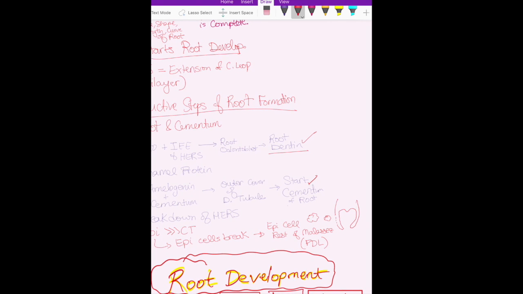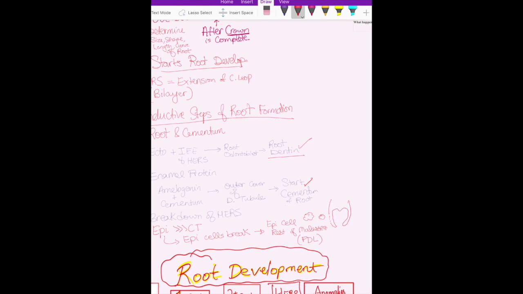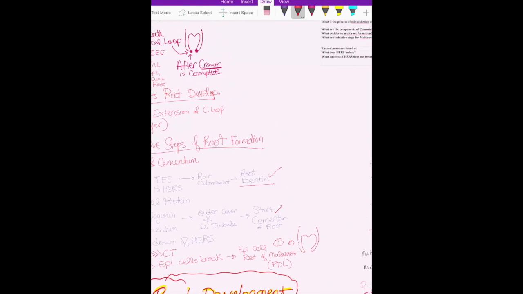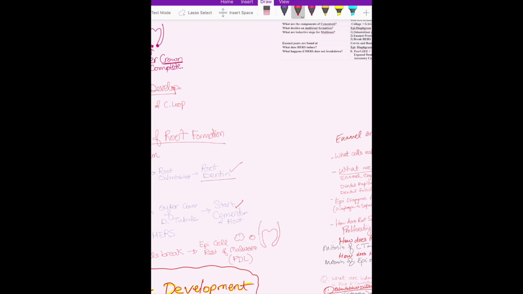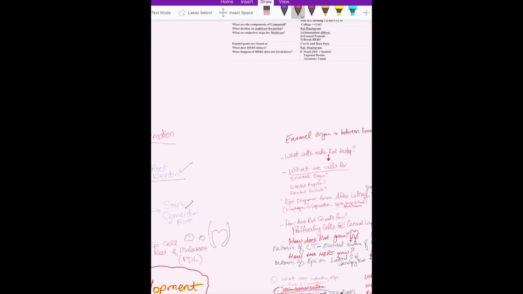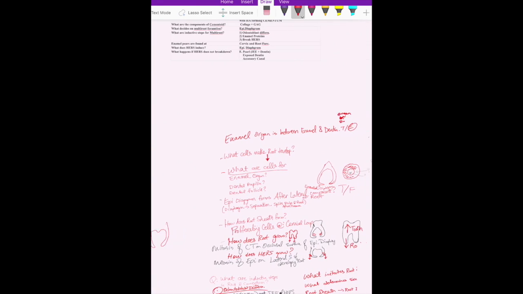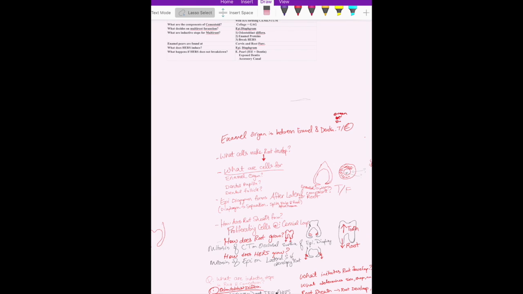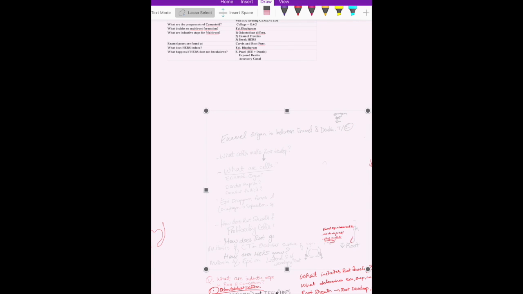And then finally, let's talk about the cementum and PDL once again. So quick, let me erase something here. Questions? So how do we form cementum and PDL?